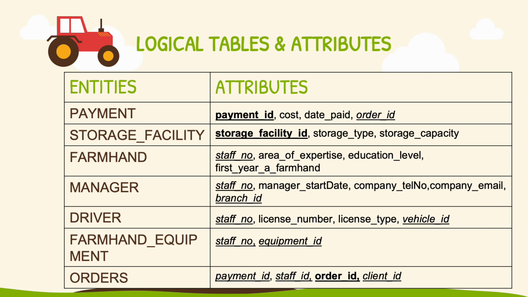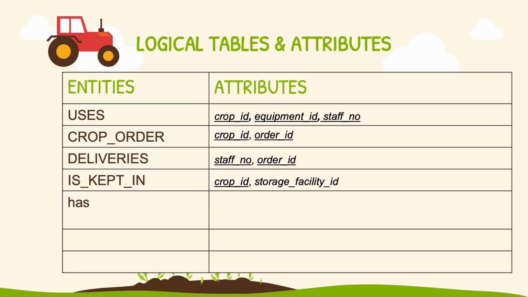while the orders entity would have a primary key of order ID and three foreign keys of payment ID, staff ID, and client ID. The entities uses, crop order, delivery, exit captain and has were stemmed as a result of the relationship between certain entities in the ER diagram. As a result, the uses table would have a crop ID, equipment ID, and the staff number as foreign keys, as it is the bridge between the complex relationship between the crop, equipment and then the farmhand.